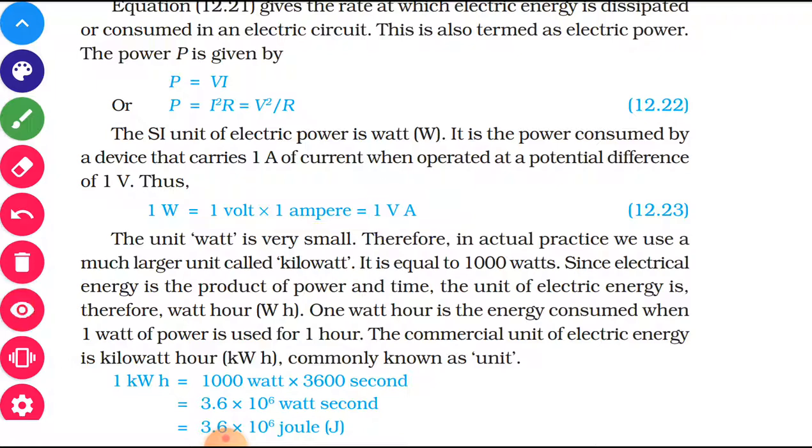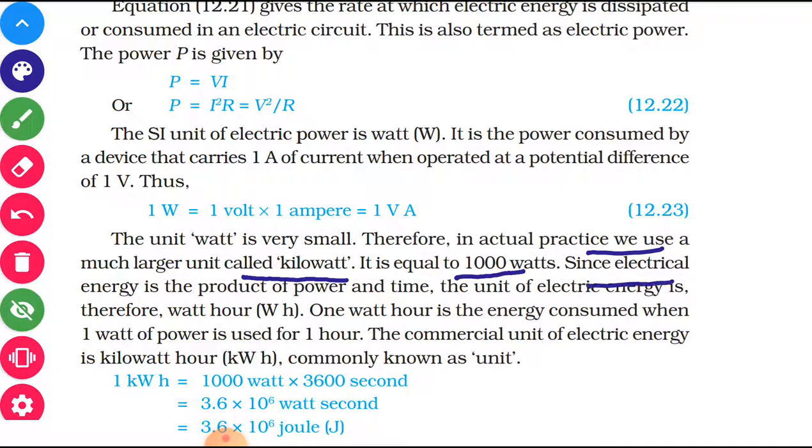Now this watt unit is very small, therefore in actual practice we use the unit of energy as kilowatt hour. Okay. Now kilowatt is nothing but 1000 watt. Kilowatt is the unit of power as such. Kilowatt hour is the unit of energy.